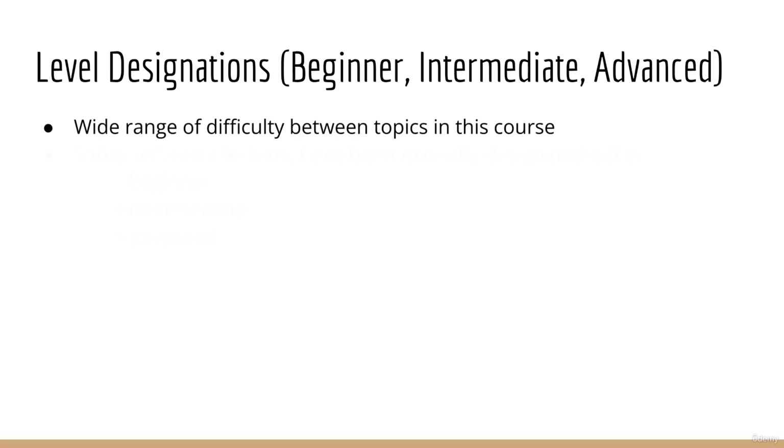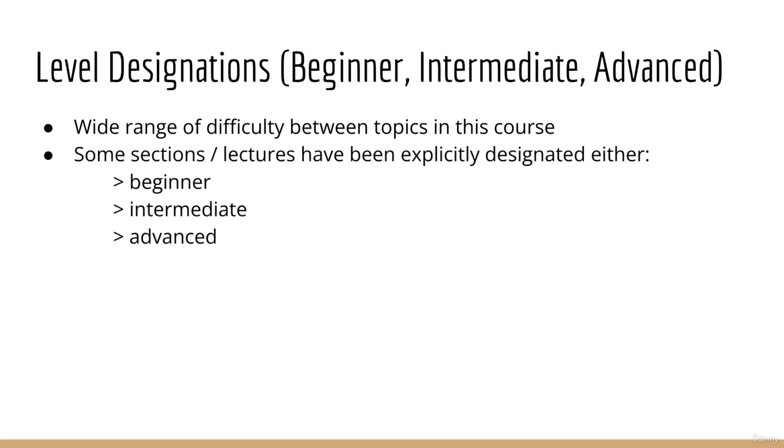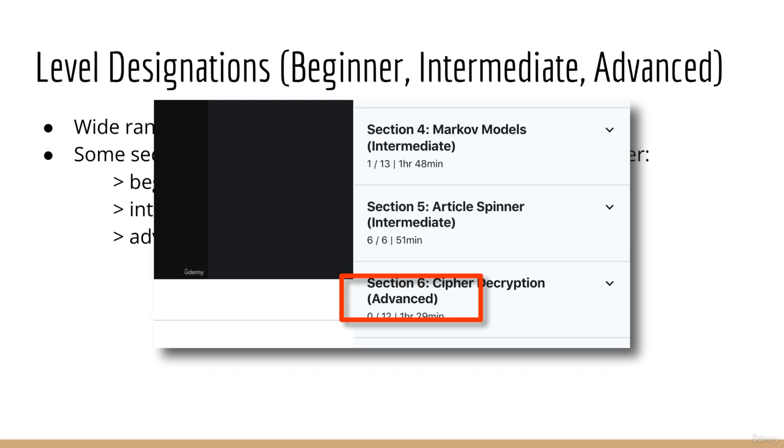For this course, there is a wide range of difficulty from topic to topic. For this reason, I've designated some lectures and some sections by their level, which can be either beginner, intermediate, or advanced. Obviously, beginner content is the easiest, whereas intermediate is a bit more difficult, while advanced is the most difficult. So please watch out for these designations, which will be in the titles of either the lectures or full sections, typically in parentheses. For example, the cipher decryption section is denoted as advanced.